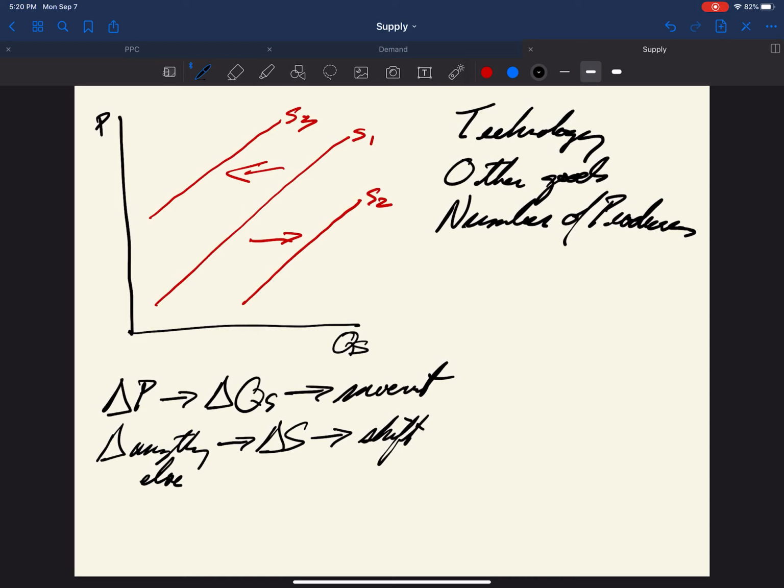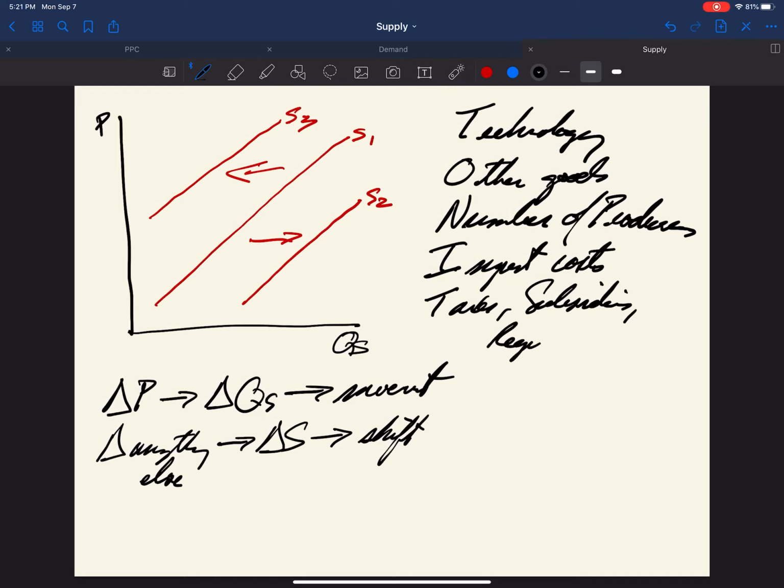So that being said, I stands for input costs, and I'm going to come back to that one as well. T stands for taxes, subsidies, and regulations. And I'll come back to that. And finally, E stands for expectations of a future price.